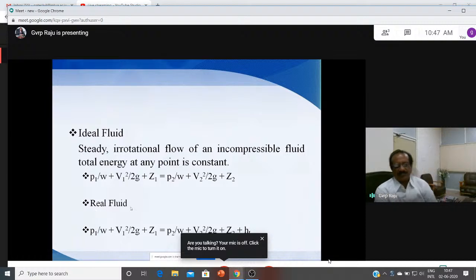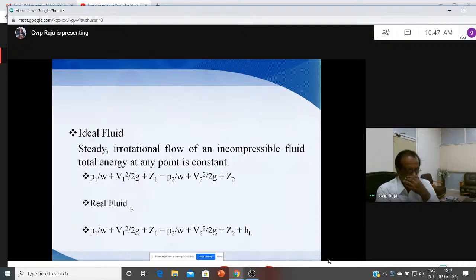So for a real fluid, if you consider the losses, when there is a flow from 1 to 2, obviously there are losses. The loss here we have considered when the flow is from 1 to 2. So HL is the loss of head between points 1 and 2, and these are all total head. Total head is the sum of pressure head, velocity head, and datum head. Total head at point 1 is equal to total head at point 2, which is pressure head, velocity head, and datum head.